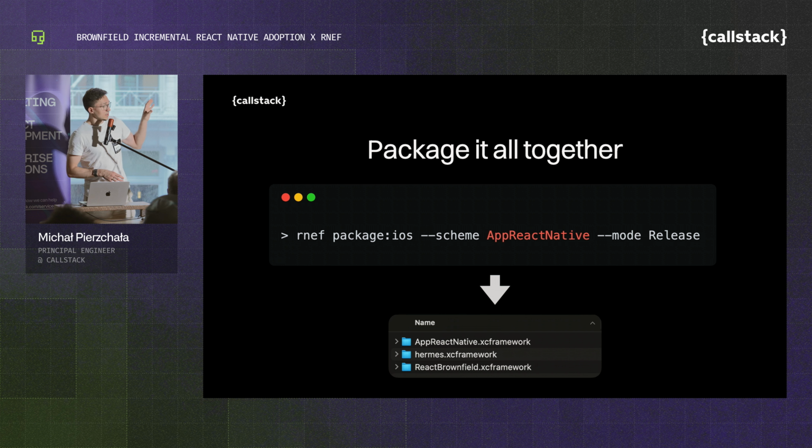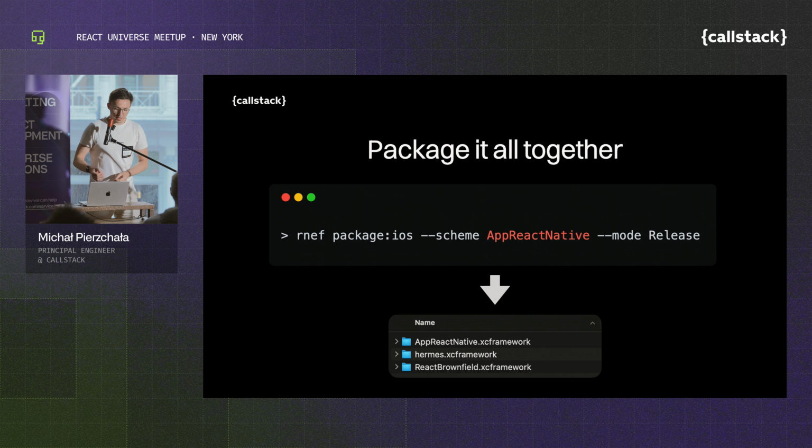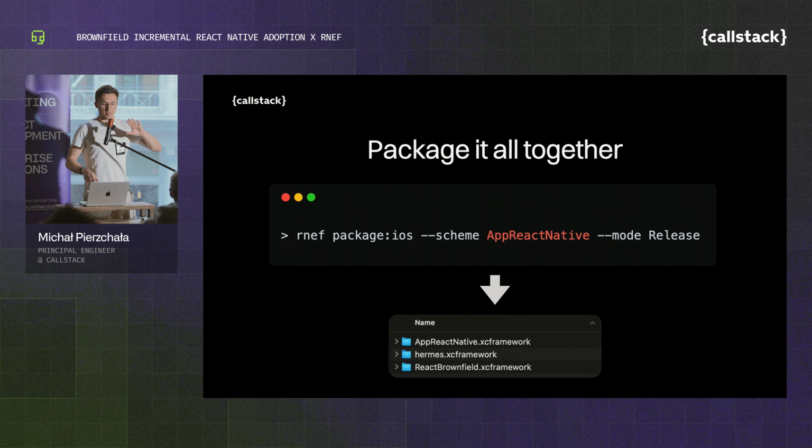It will create the app React Native XCFramework. In iOS terms, it's like a big package that contains smaller framework files and some assets and stuff like this. It will also copy the Hermes framework from the core of React Native, and it will copy the React Brownfield framework. So it's all in a single directory, so you can then drag and drop it into your native application.